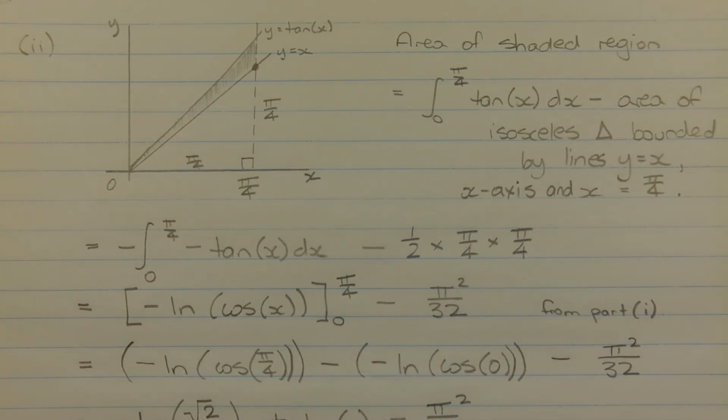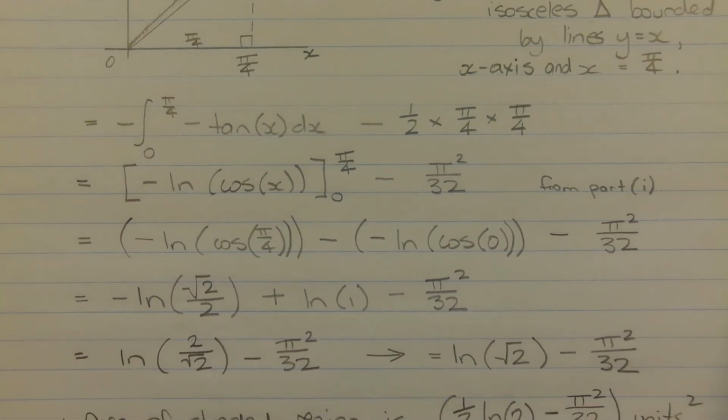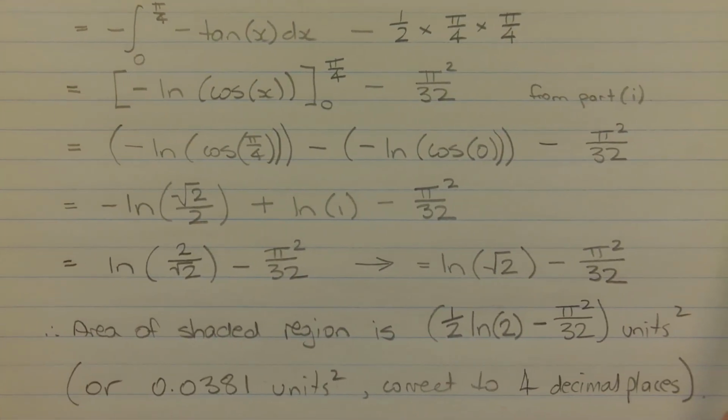Using the result from Part 1 to help us integrate negative tan x dx, we get negative ln of cos x. So this negative here comes from this negative here, from x equals 0 to x equals pi over 4 minus pi squared over 32. Applying the limits of integration, we get negative ln of cos of pi over 4 minus negative ln of cos of 0 minus pi squared over 32. Now cos of pi over 4 is an exact ratio, that's root 2 over 2, and cos of 0 is 1. So we get negative ln of root 2 over 2 plus ln of 1 minus pi squared over 32.